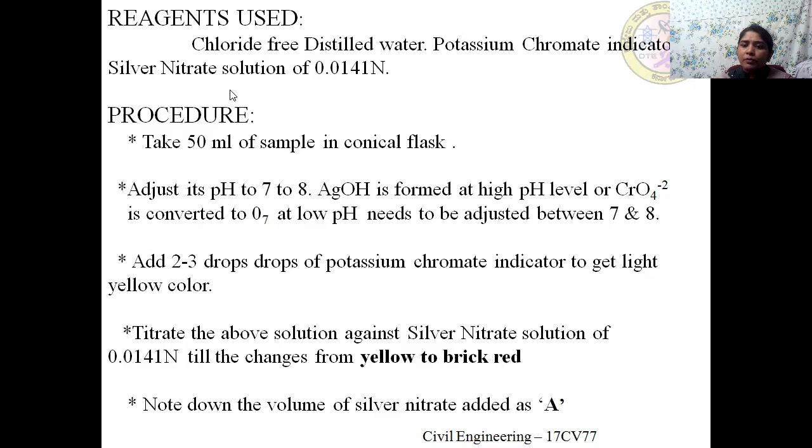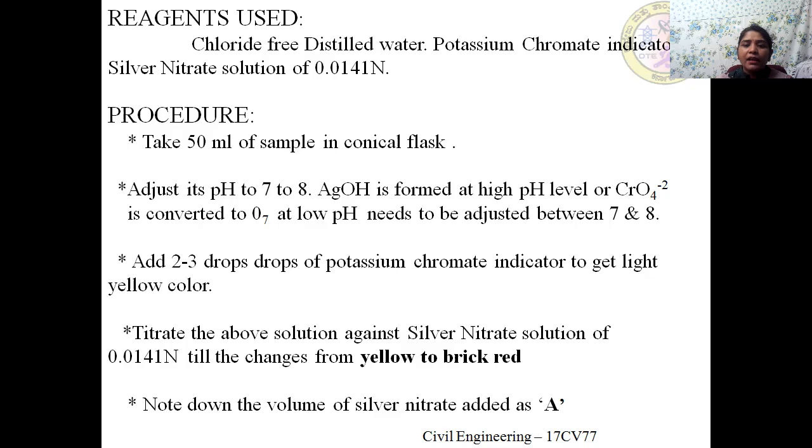Now moving on to the procedure. First stage of titration, where the sample is given whose chloride content is to be determined. We measure 50 ml of the sample and place it in a conical flask. The next most important step is to adjust its pH. We have to adjust the pH between 7 and 8, so it is a slightly alkaline condition.